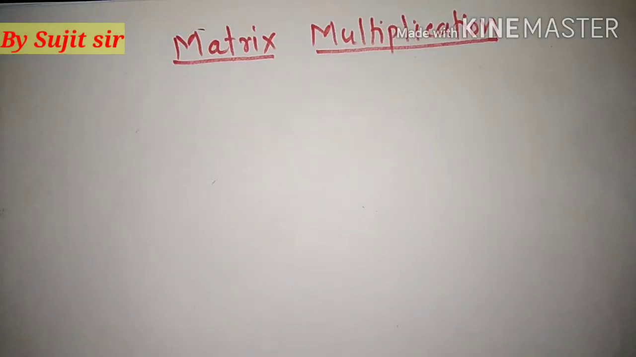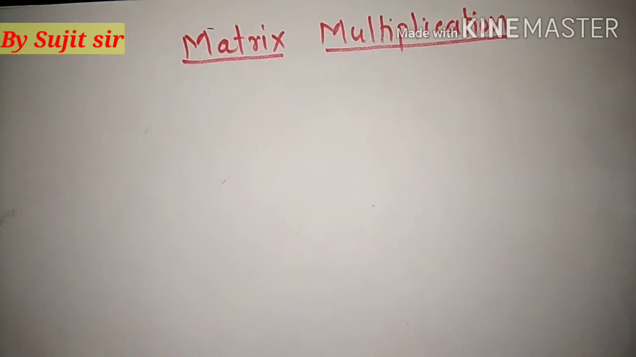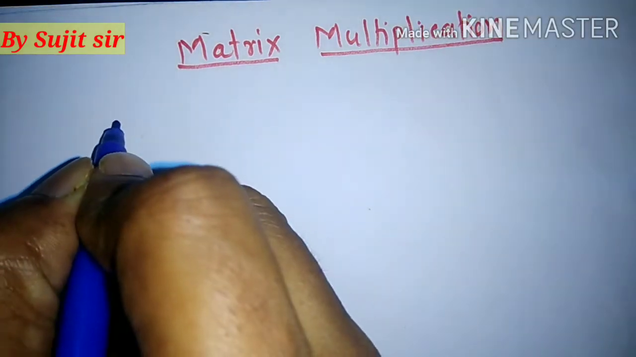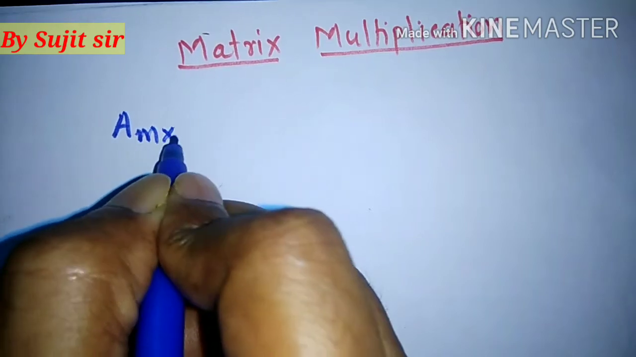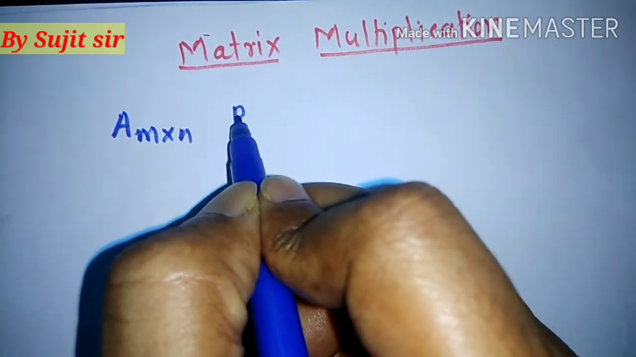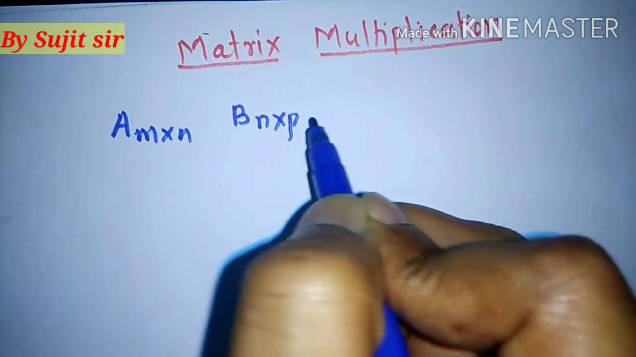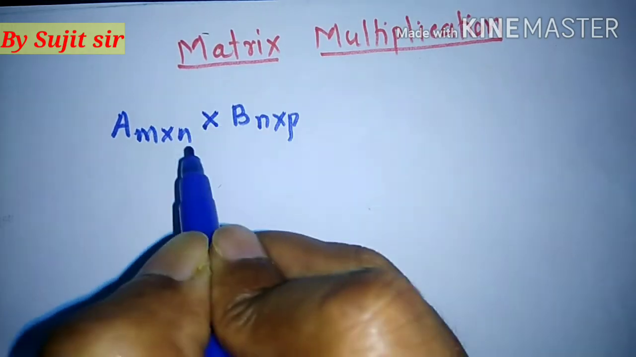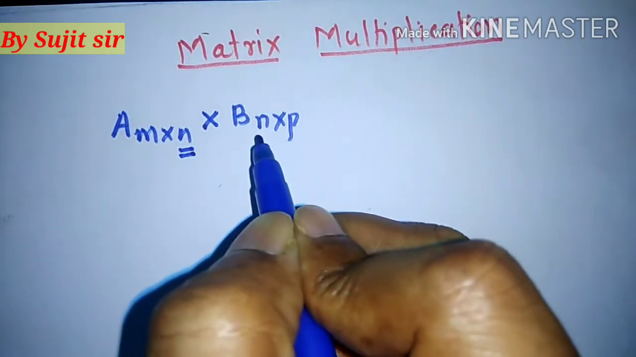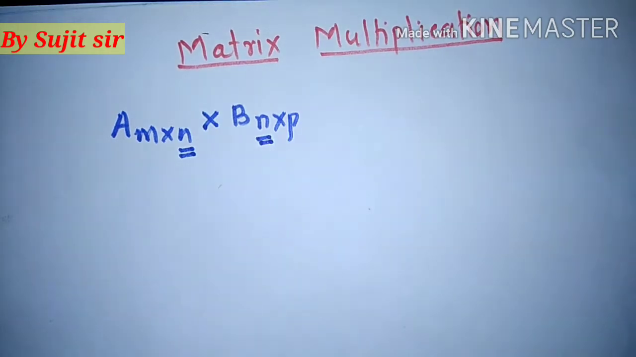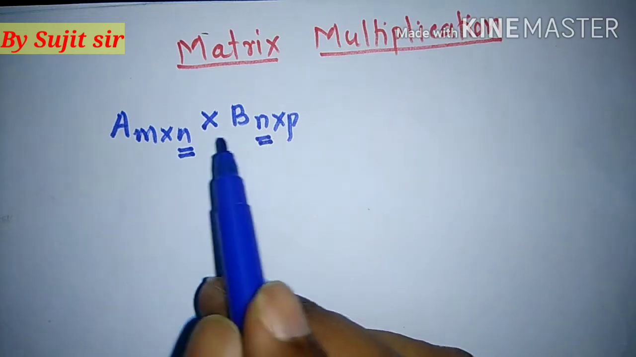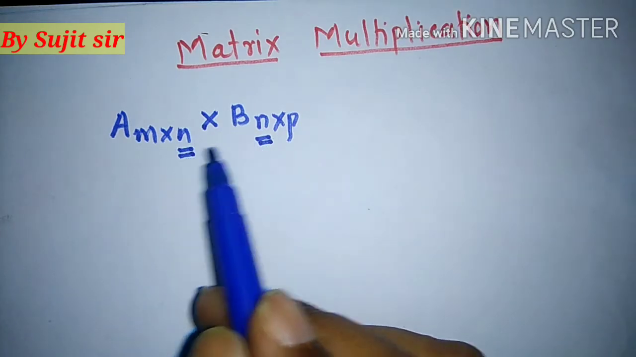Hello friends, today we are going to see how to take a matrix multiplication of two matrices. For a matrix multiplication, suppose we consider the matrix A of order m by n and matrix B of order n by p. Then, to multiply these two matrices, the number of columns of the first matrix should be equal to the number of rows of the second matrix. If these two are equal, then only we can take the matrix multiplication of these two matrices.